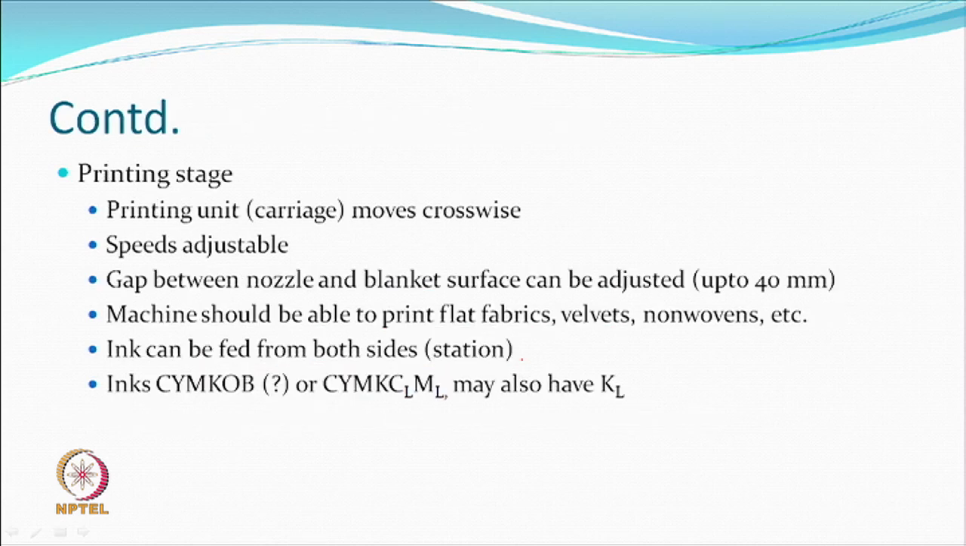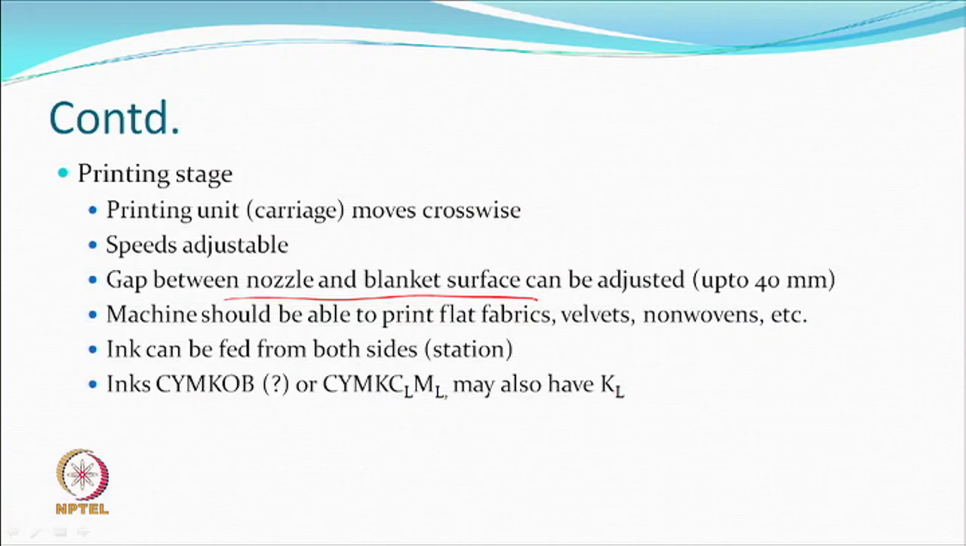So, in the print point you have a carriage which has, as we said, many heads there. The carriage may have 1 or 2 rows, with adjustable speeds. The gap between the nozzle and the blanket surface can be adjusted up to 40 millimeters. That means thicker fabrics can also go. If there are thinner fabrics, you will obviously reduce the gap, so that the spread is not there.